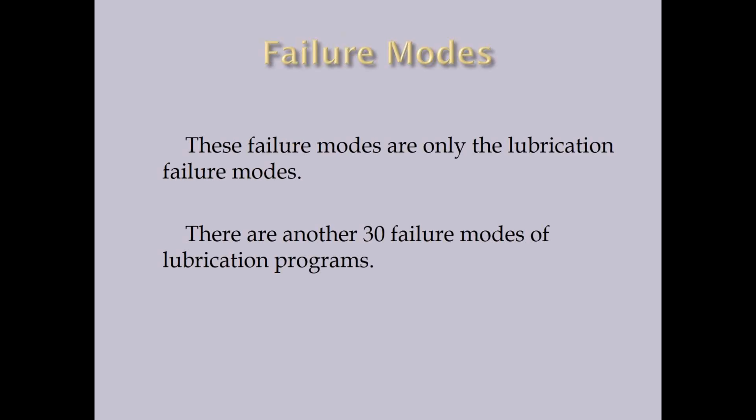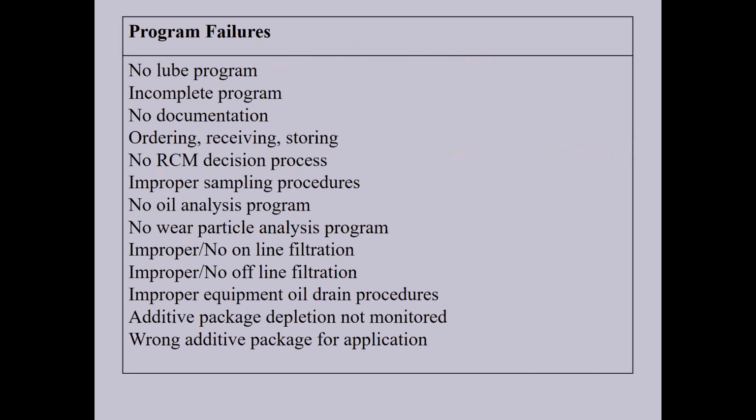So as you can see, just with lubricants, there are about 50 different failure modes. There's another 30 in your lubrication program. Not having a lube program, or an incomplete program. Not having documentation. Have you got written procedures on how we order, receive, and store our lubricants? Are you using this RCM thought process about failure modes of lubricants and equipment? Improper sampling procedures. Sometimes we need to pull samples, and we need to make sure we follow the procedures so we get a good sample.